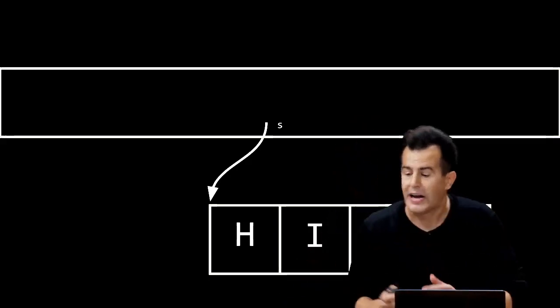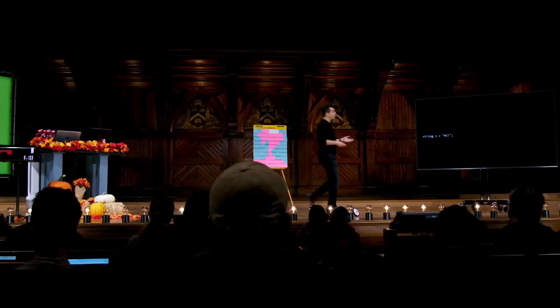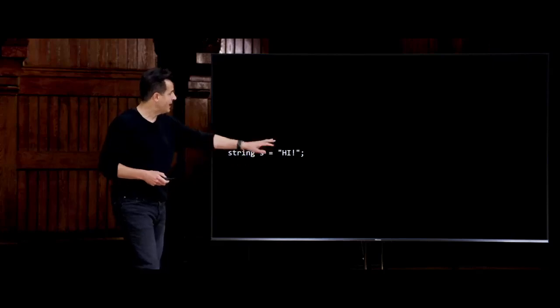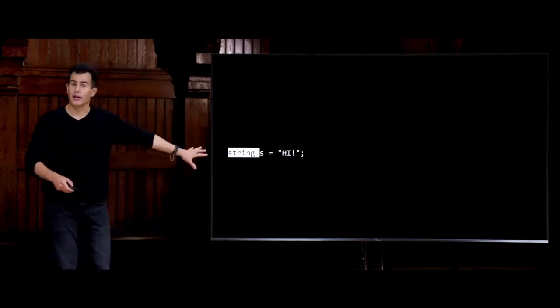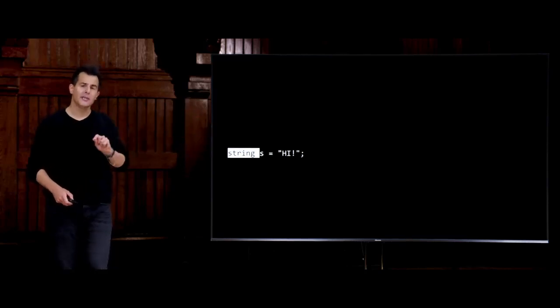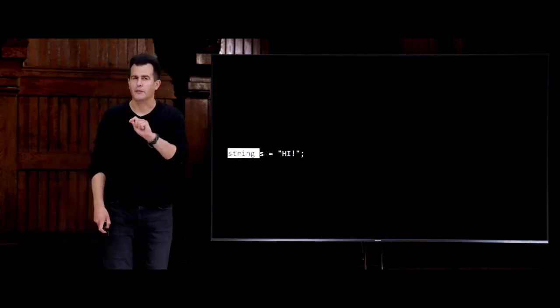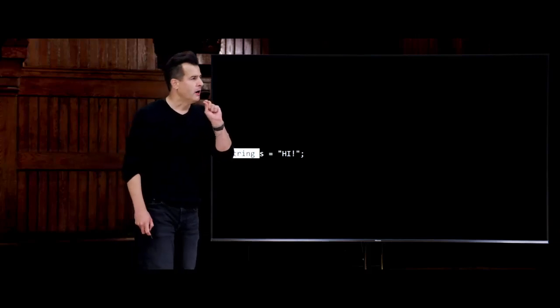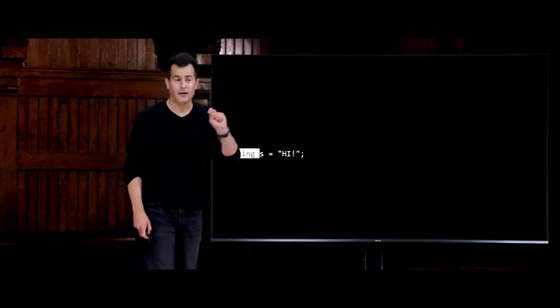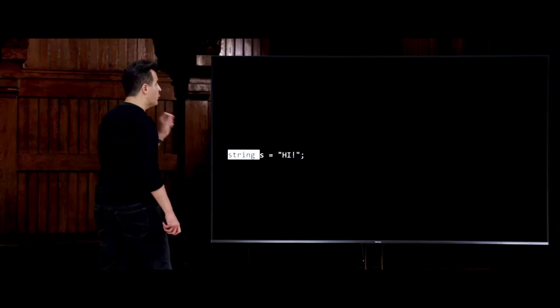So where did string actually come from? Well, here's how I've been declaring strings today and prior. String s equals quote unquote hi. String being supposedly the type of my variable. Well, it turns out that a string, we have seen, is really just an address. But it's the address of what? Just to be super clear, a string is really the address of its first character. So its first char.